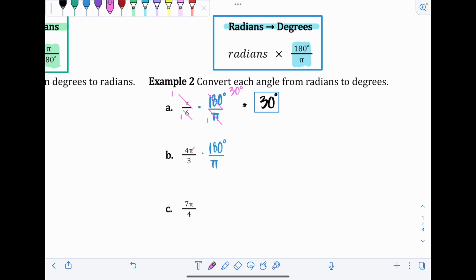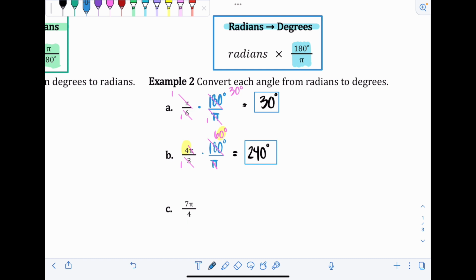Same thing here, we can cross cancel the pi's because they have one in the numerator and one in the denominator. And then for the 180 and the 3, we can cross cancel those. They're both divisible by 3. So the 3 would become a 1 and the 180 would become a 60. So left over, I have to multiply 4 times 60. So 4 times 60 is 240 degrees. And there's nothing left over in the denominator. So we just leave it at 240 degrees.